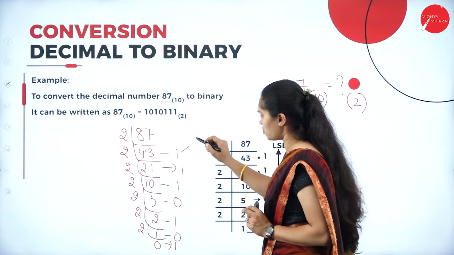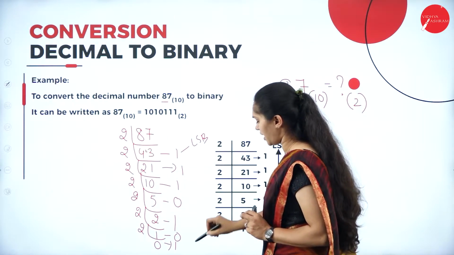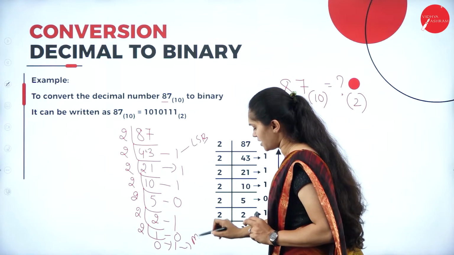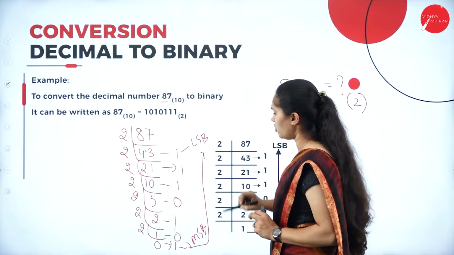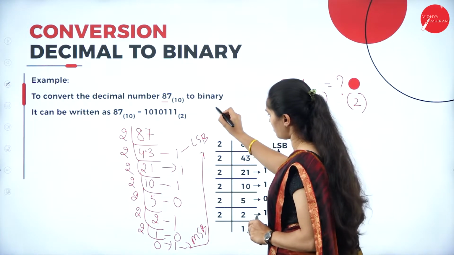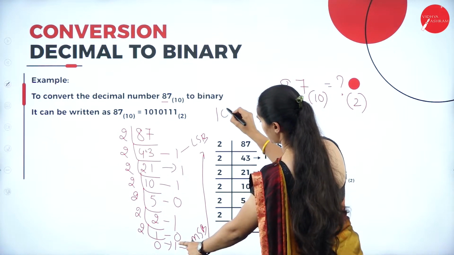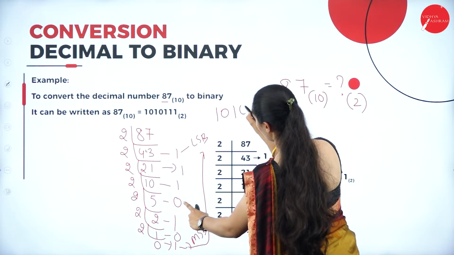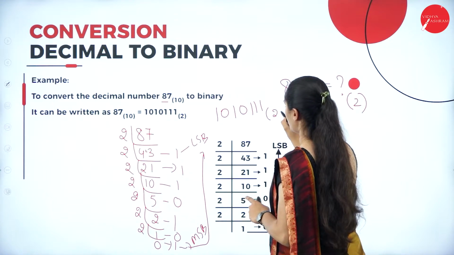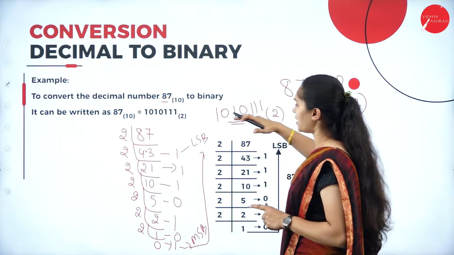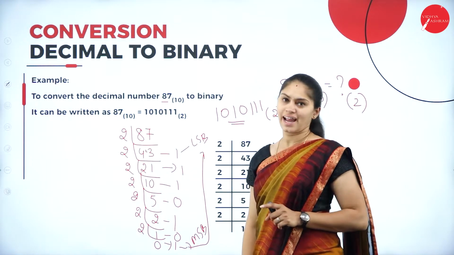This is considered as what? LSB, or least significant bit. The last remainder is considered the MSB. And you have to write the answer from MSB to LSB. What is the first remainder I got? 1, 0, 1, 0, 1, 1 and then 1. What is the base? 2. Okay, this is the binary equivalent of this 87.